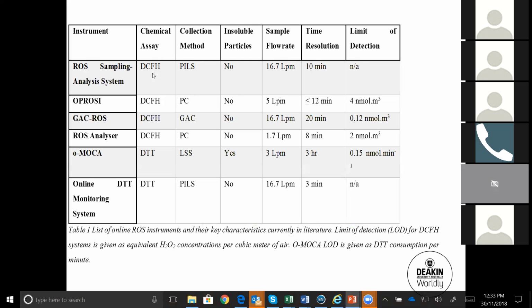Now the difference between them, more or less, they're all steam collection systems. They have different chemical assays that they are using for the detection. And as you can see, one of the big problems with them is that they can't sample insoluble particles. The problem with that is that most of the combustion particles we are concerned with are insoluble, carbon-centered particles, and that's why it was further motivation for us to develop a new instrument.